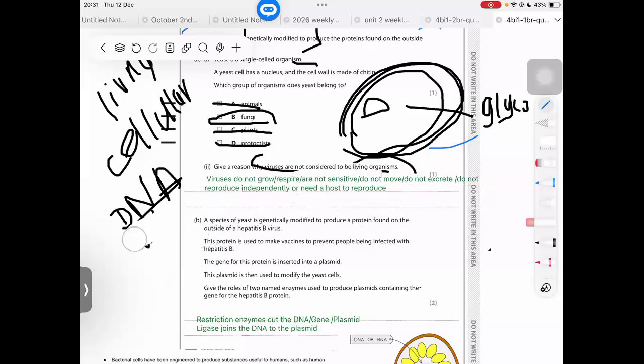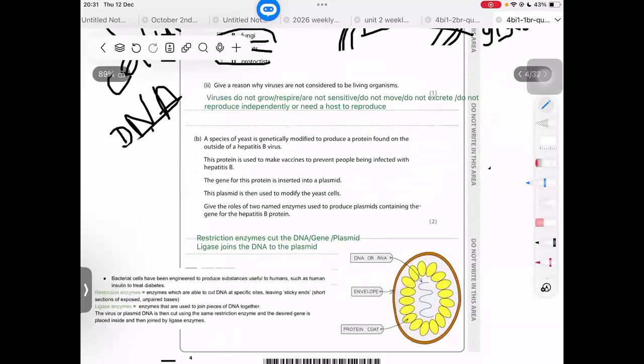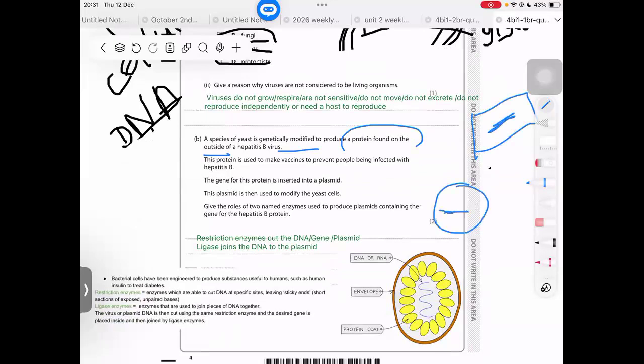Okay, now B part, a species of yeast is genetically modified to produce a protein found on the outside of hepatitis B virus. So here they have taken a gene from the hepatitis B virus and included it into the yeast genome, right? So that this yeast can now produce that protein which the hepatitis B virus is producing.